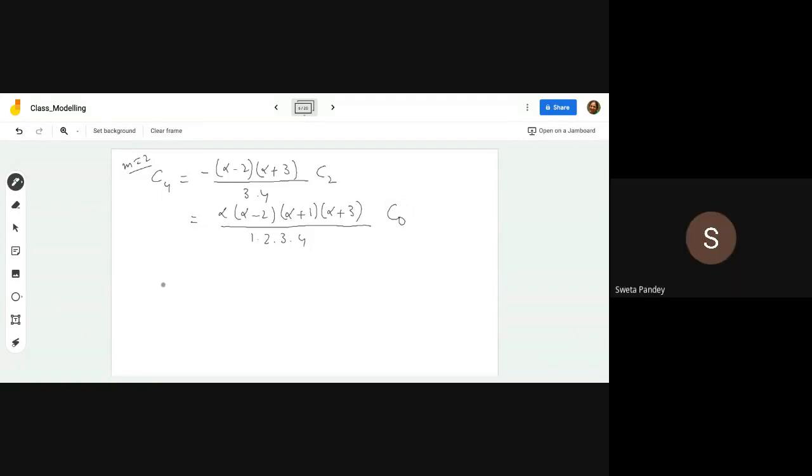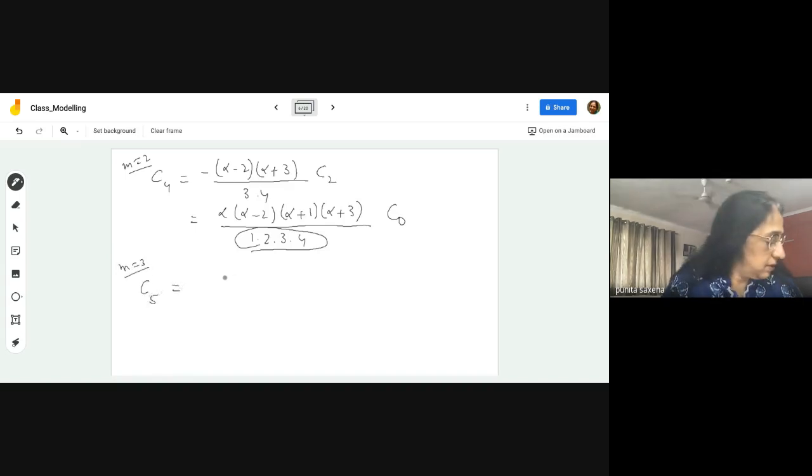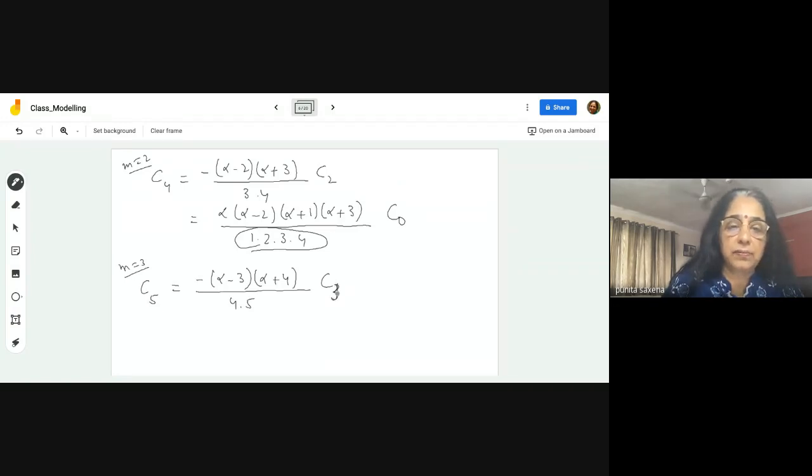Yes, ma'am. Of course, the denominator is now 4 factorial, definitely, right? Similarly, when m equals 3, you're going to get C5. And how much will be C5? M is 3. So it will be alpha minus 3 into alpha plus 4 upon 4 into 5, C1. No, sorry, C3. I'm sorry.